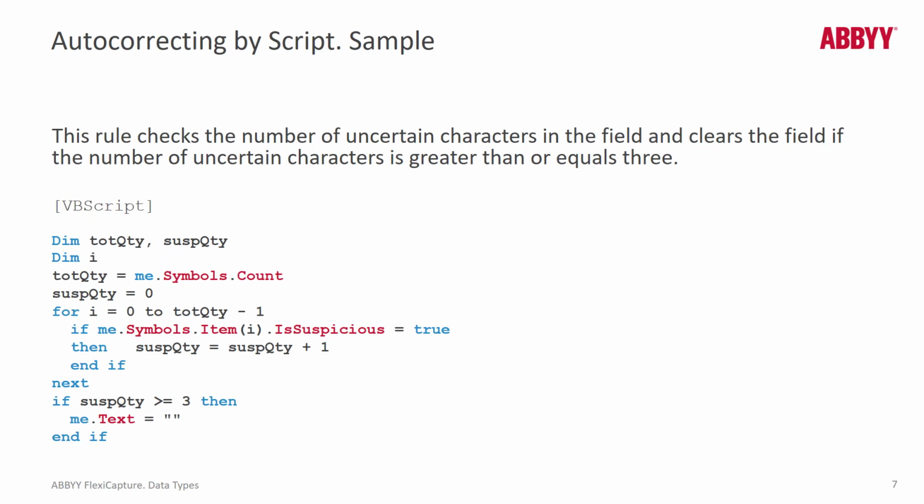And speaking of script, this is a sample autocorrection script that simply counts the number of low confidence characters. They're referred to as is suspicious. So we're looping through all the characters in a field and counting how many suspicious characters there are. And if there are too many suspicious characters, we're emptying that field, because if the field is only five characters long, it's faster just to type the correct answer than to make three corrections. I've modified the script in a variety of ways, and it's been very useful.